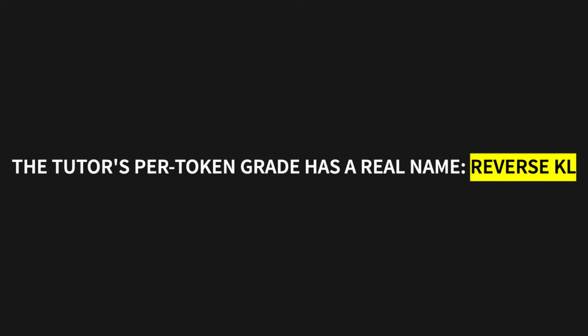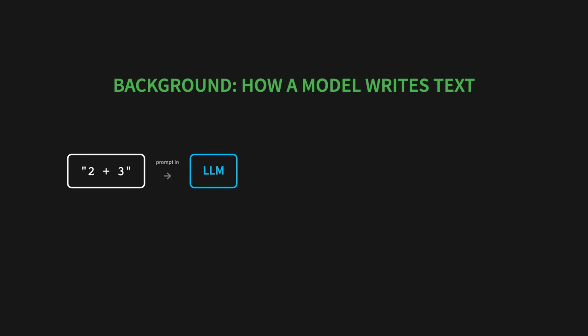So what exactly is that per token grade? To turn the tutor into code, we need its math first. The tutor's per token grade has a real name, reverse KL. It measures how far the student's probabilities drift from the teacher's. Here's the background in one breath.